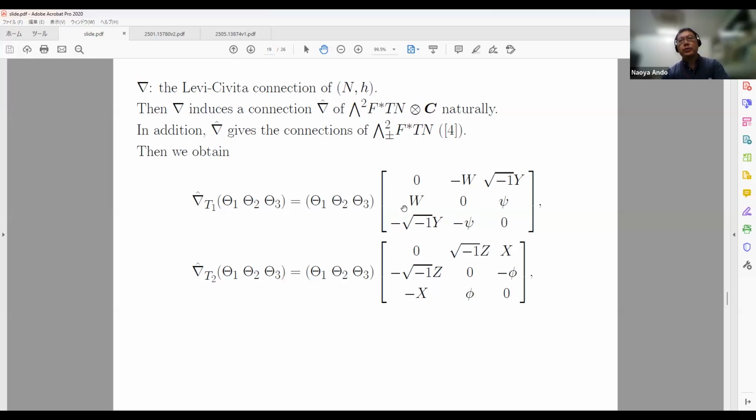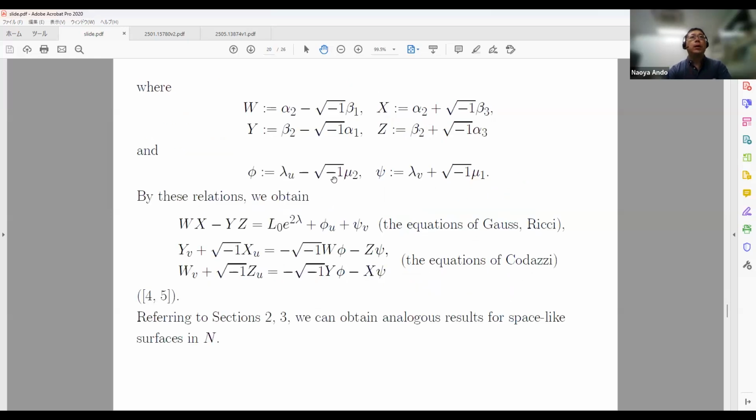Here, functions double x, y, z, phi, c are given by these relations. Notice that this is the imaginary unit, the square root of -1. By these relations, we obtain these relations.